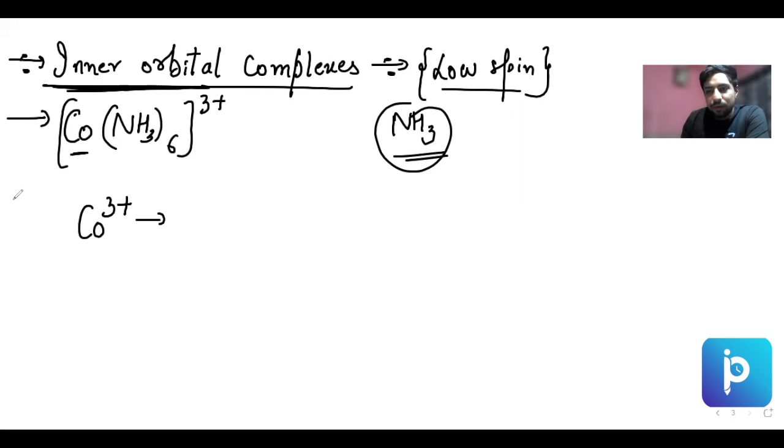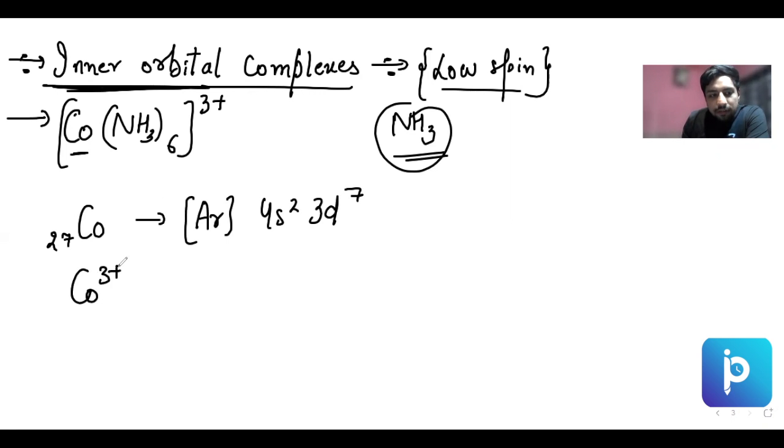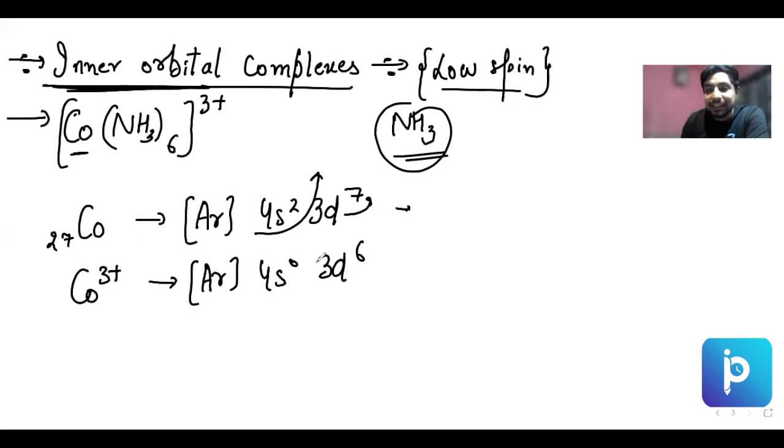I will tell you how the 3 positive oxidation state works, which we have discussed. See, earlier cobalt has how many electrons? It has 27 electrons. With 27 electrons, the electronic configuration is argon 4s2 and 3d7. In Co3+, when 3 electrons are lost, 2 will be lost from 4s and 1 from the 3d. So its configuration will become argon 4s0 and 3d6.